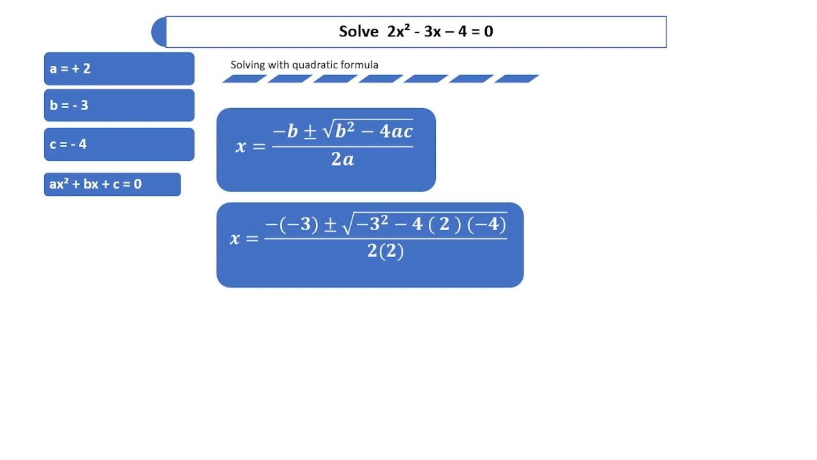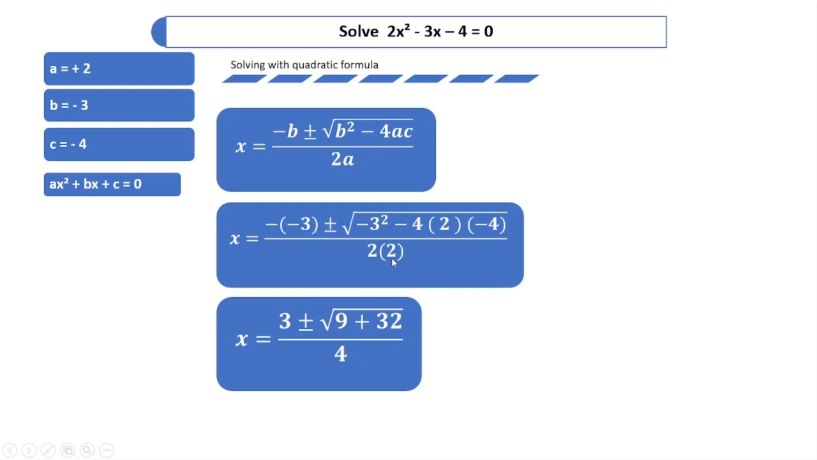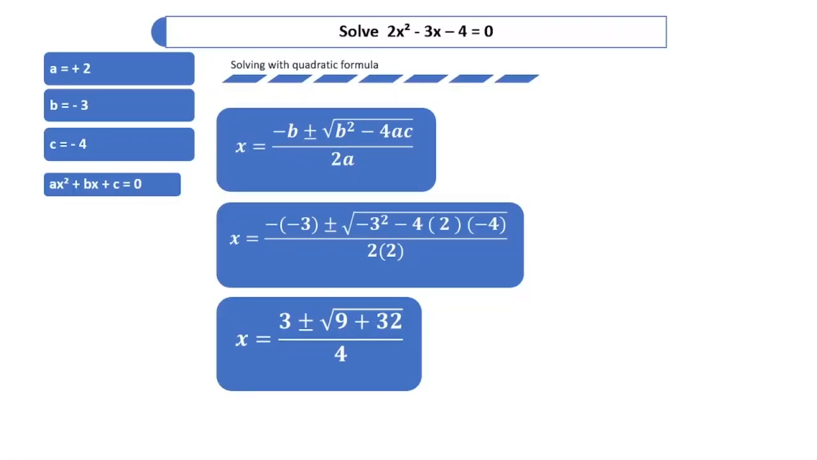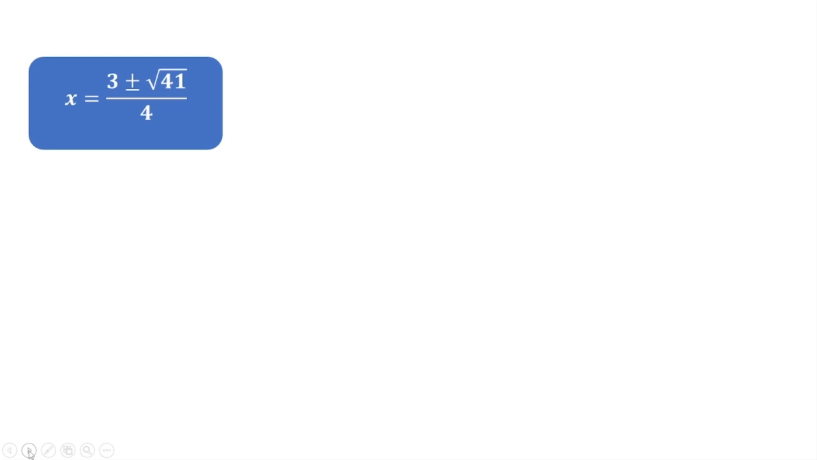Then we can go. The first thing we are going to do is simplify the roots. In this case, minus 3 squared is 9, and minus 4 times 2 is minus 8. Minus 8 times minus 4 is plus 32. So we arrive at 9 plus 32 over 4. You know that 2 times 2 is 4. Next, we are going to fully simplify the root, which is 9 plus 32. 9 plus 32 gives us 41, which we will see in the next slide. So we have 3 plus or minus root 41 over 4, because 9 plus 32 is 41.